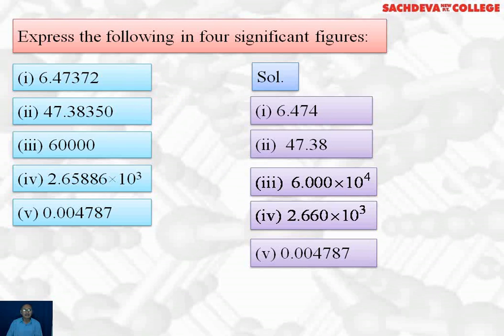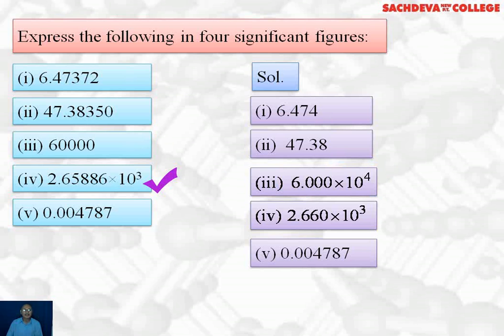Same way, the next, 47.3835 will become 47.38, and we have ignored the 35 because it is less than 50. Next, 60,000 will be expressed as 6.000 into 10 to the power 4. It has four significant figures.